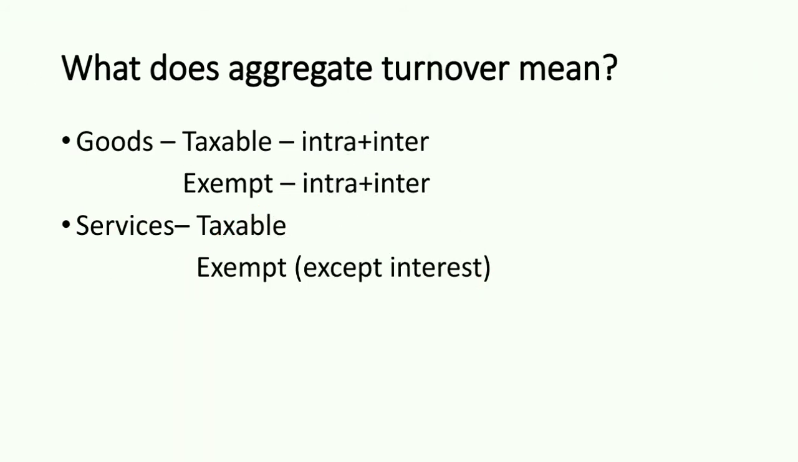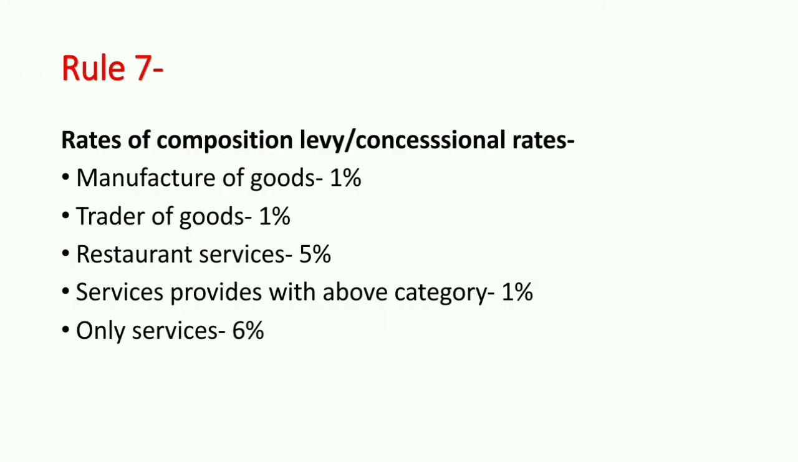What does aggregate turnover mean? Aggregate turnover means every goods and every service that you supplied in the previous financial year, whether intrastate or interstate taxable supply, or an exempted supply of goods. And in case of services, whether it was a taxable supply of services or an exempted supply of services, except for interest, will be considered part of aggregate turnover. It means including everything except for interest. That's it.